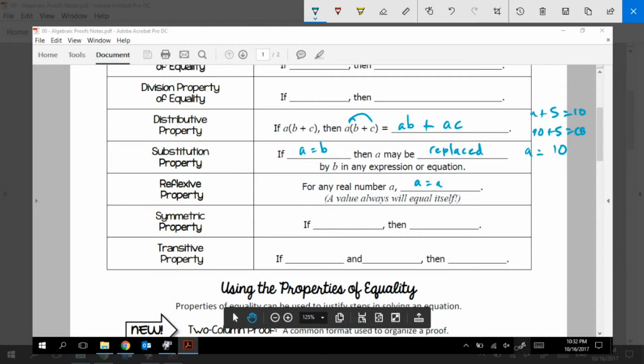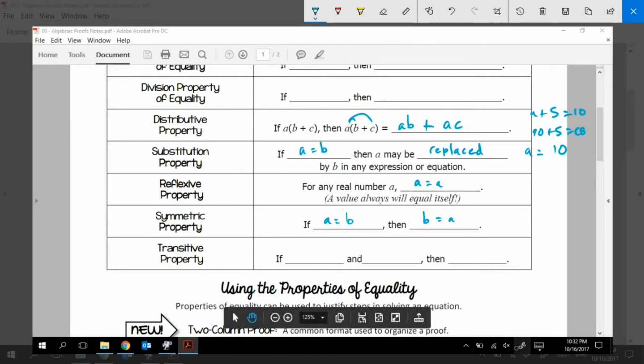Next one, the symmetric property. If A equals B, we always kick it off with the A equals B. Then think about symmetry. What does symmetry mean? When you look in the mirror, it looks back at you and it's the same. So if A equals B, then B equals A. We switch the order, but it's still the exact same thing. And now for the very last one, the transitive property.